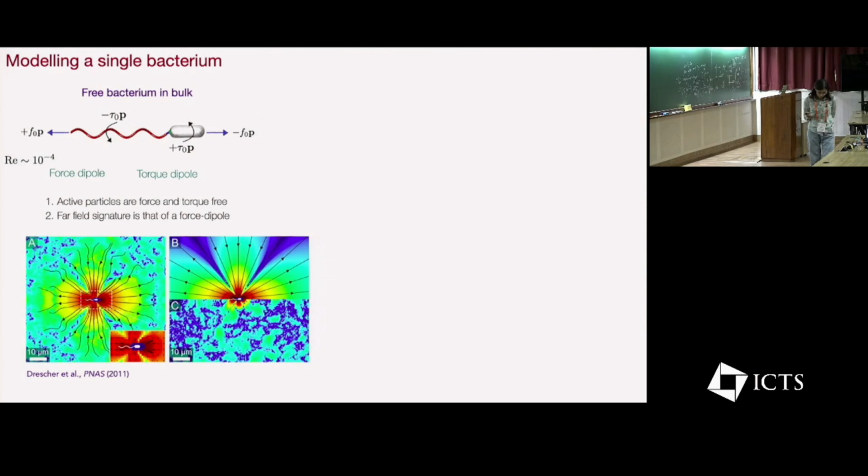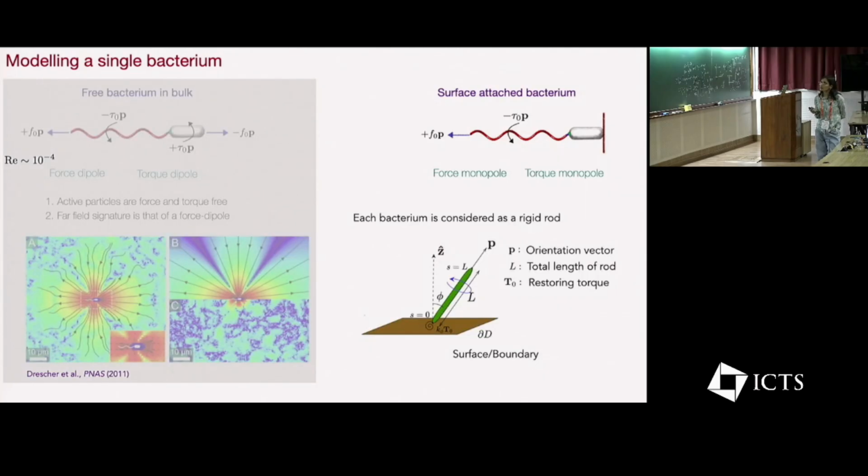Now, if we take such a bacterium and attach its head to the surface, its motion is constrained, the head can no longer translate or rotate, so the effective description will be reduced to a force monopole and a torque monopole. This is our basic building block for the bacterial carpet, and now we want to model these types of particles which are attached to the surface.